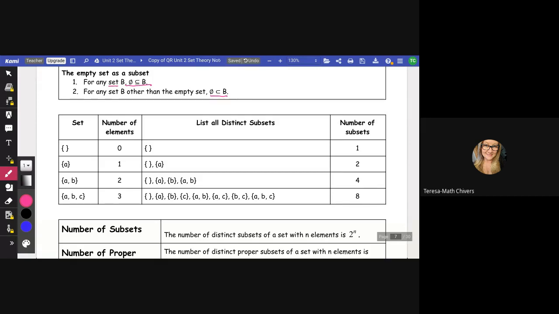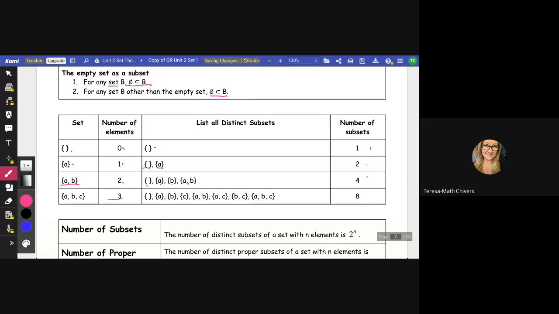Here we're looking at the number of elements in a set and all the distinct subsets. So if this is my set, it has no elements and it only has one subset. If this is my set, it has one element. It could have a subset of empty set or itself, which is 2. If I have a set with 2 elements in it, A and B, I could have subsets with nothing in it, with A in it, with B in it, or with both in it. And that's a total of 4.